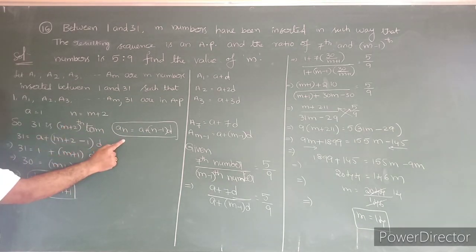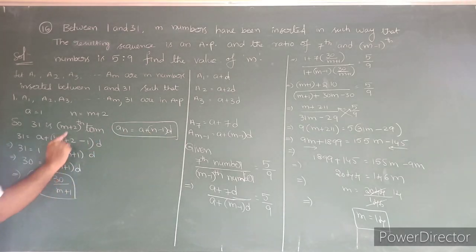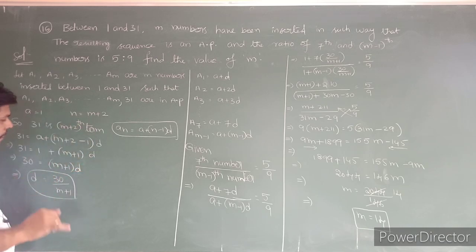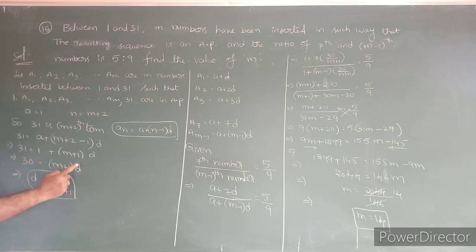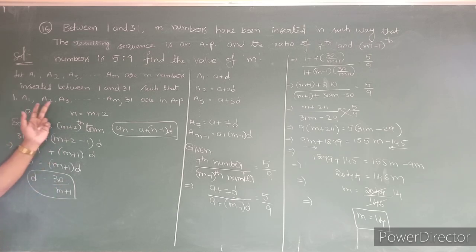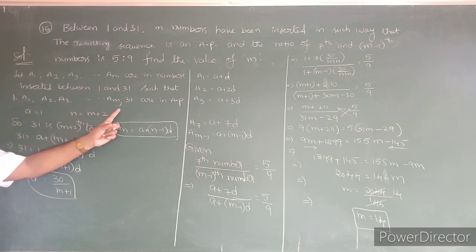So what is the nth term formula? a plus n minus 1 into d. The m plus 2 term formula is a plus, in the place of n you get m plus 2 minus 1 into d. So 31. Take this a value is 1 and take this 1 to this side. 31 minus 1 will become 30. So that is equal to m plus 1 into d. So after getting this, take the d value. d is equal to 30 by m plus 1.